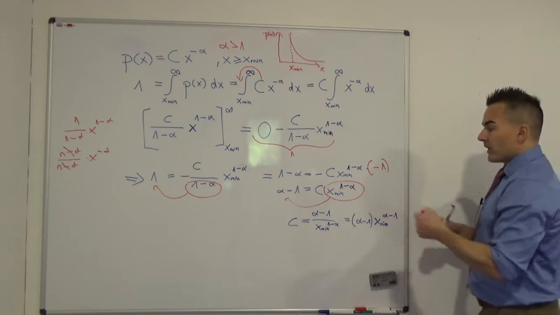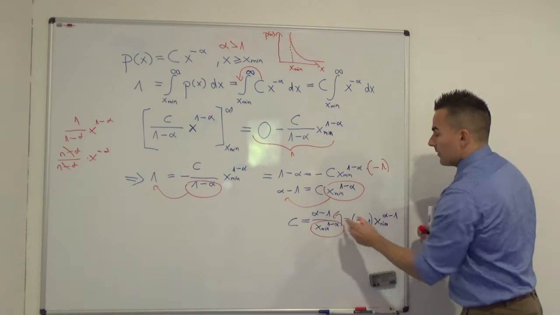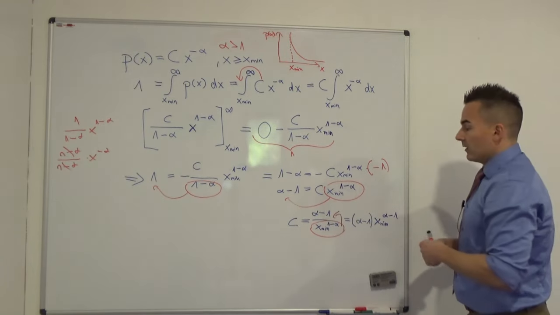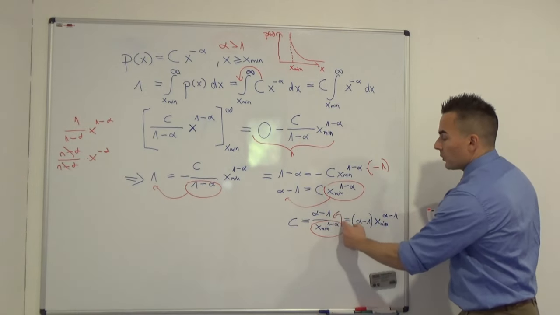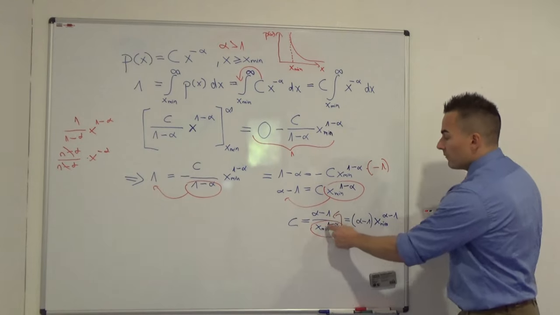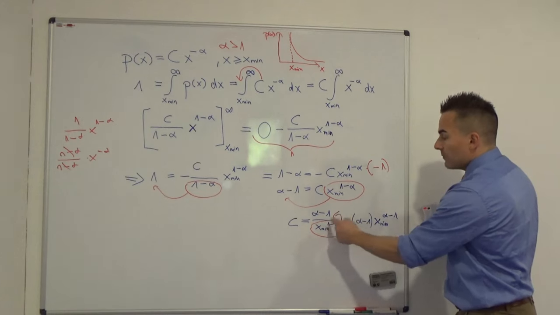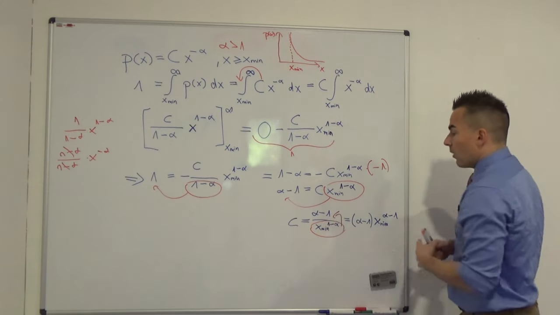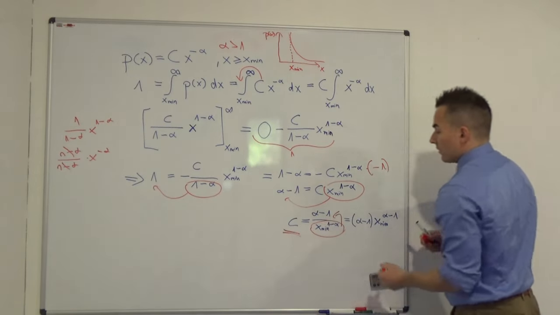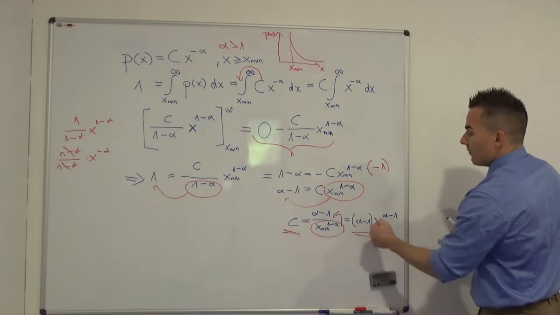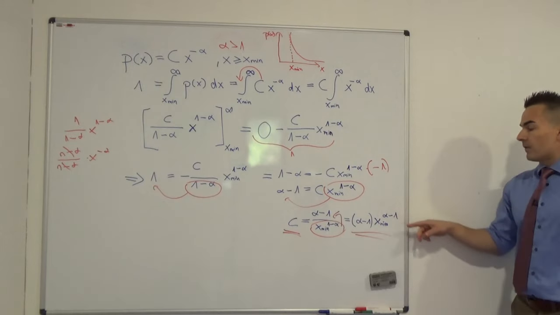The next step is that we can move what is in the denominator up, and we know from calculus that we have to switch the sign of the exponent. So x minimum to the power of 1 minus alpha becomes x minimum to the power of alpha minus 1. Once we do that, we have shown that c, the constant, is equal to alpha minus 1 times x minimum to the power of alpha minus 1.